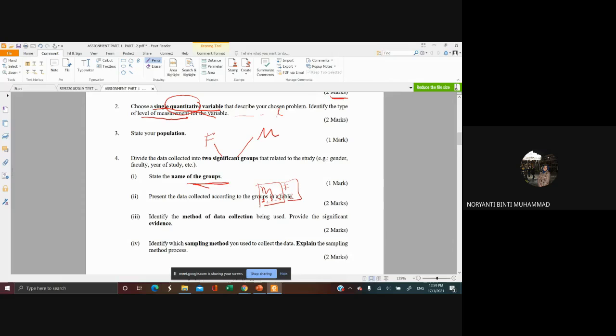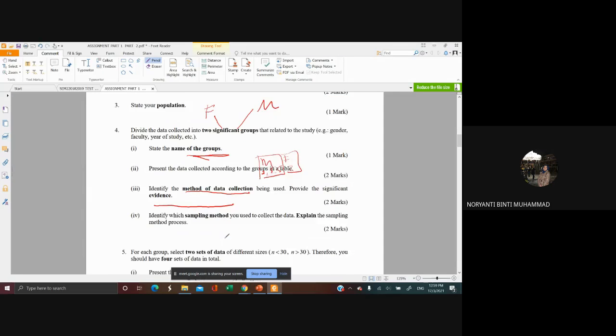And then question number 3, identify the method of data collection. First, you must inform whether it is secondary data or primary data. If primary data, show the Google Form and the Excel data set. If secondary data, maybe you take it from another department, maybe DOSM, you put the link of the data.